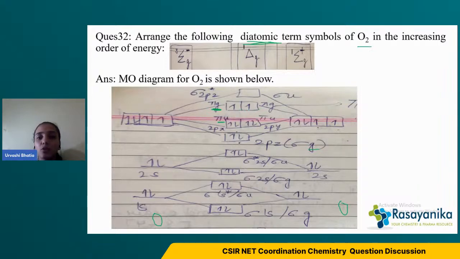Now, what is the HOMO here? The HOMO is this one only, where two electrons are filled, pi g and pi g. This is basically your 2px and 2py. Pi star 2px, pi star 2py, or you can call it pi g also.